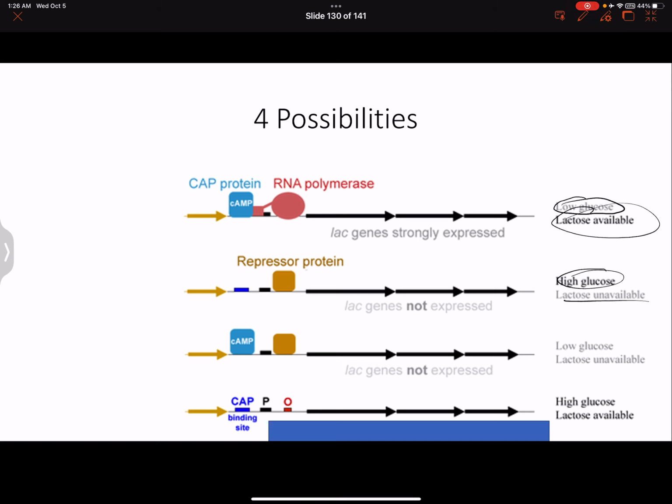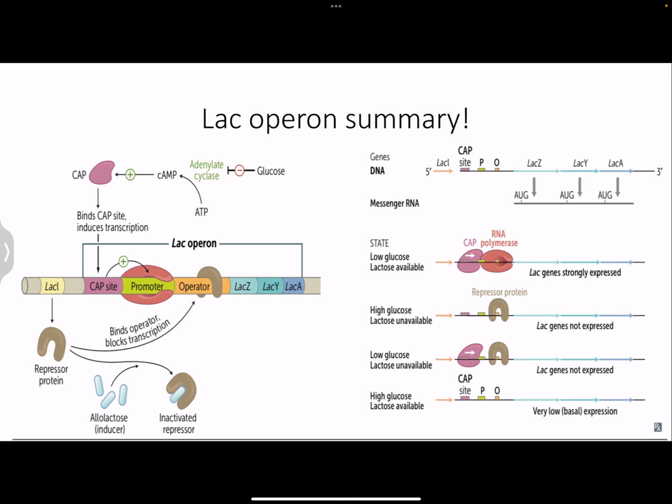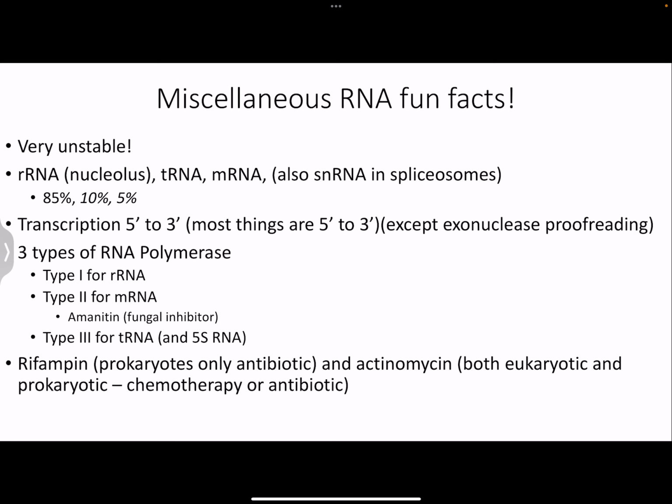High glucose and high lactose, this is where the bacteria can afford to be picky, and they go, yeah, I know that theoretically we could transcribe all the lactase stuff because the operator is open, but you know what, we'd rather just go ahead and digest glucose. So the low cAMP levels mean that CAP is inactive, so you'll have a very low level of expression there. Here's a little summary. Go ahead and take a mental snapshot or just stare at it forever.